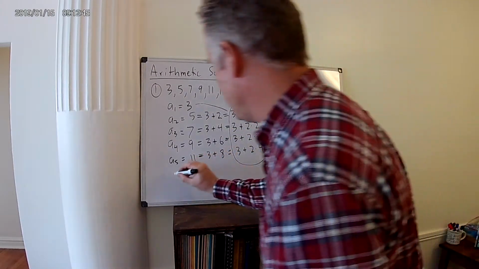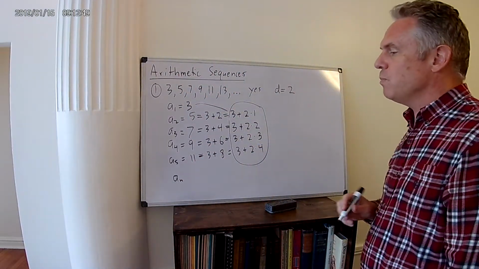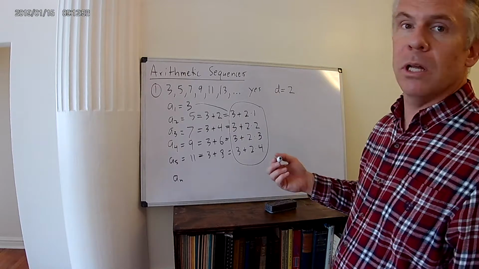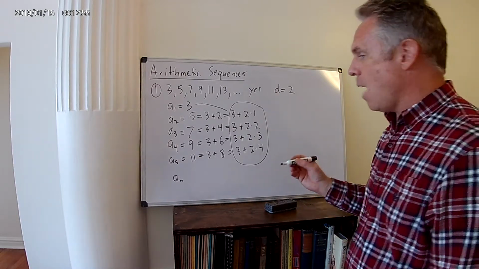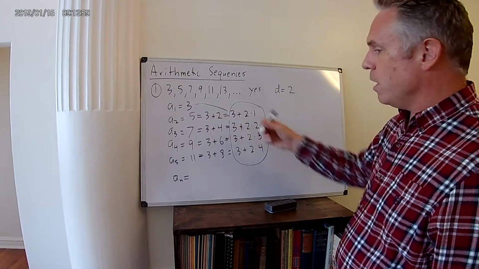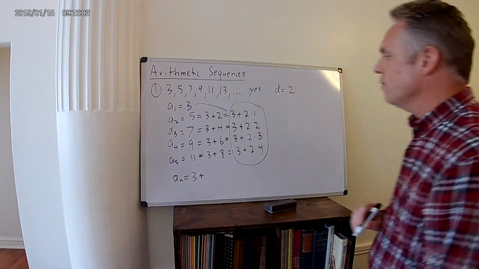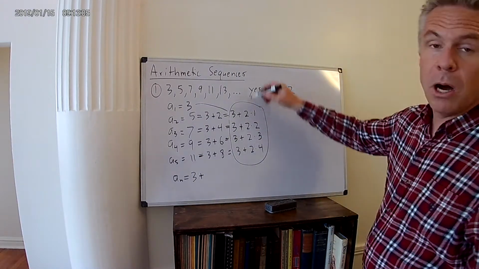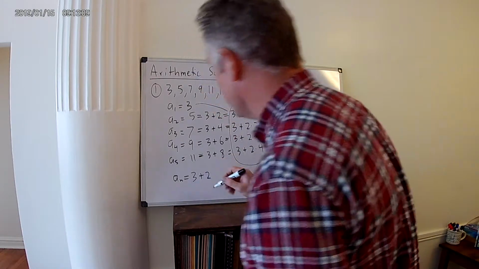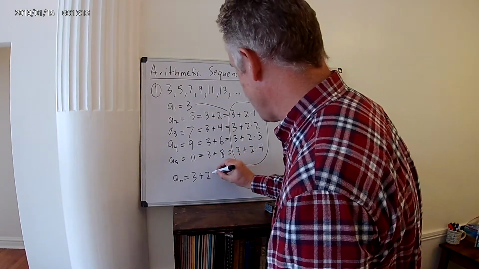So if I want to write an expression not just for a particular term of this sequence, but for any term, the a sub n term, a general expression, I would write a sub n equals 3, right? Plus, now these also all have 2 here. These all have 2, so I'd write 3 plus 2. If I'm interested in calculating the a sub nth term, I write 3 plus 2 times.